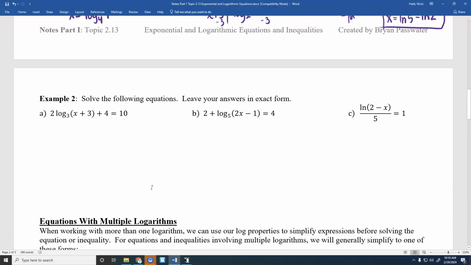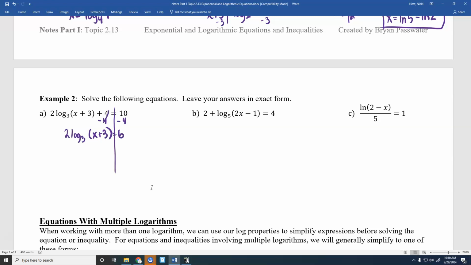Okay. Next problem. We want to solve this for x. So we're going to solve it like a regular equation. The log has to be by itself before you can do anything to get rid of the log. Okay. So what should we do first here, Granger? Perfect. We'll subtract that 4. So we will get 2 log base 3 of x plus 3 equals 6.